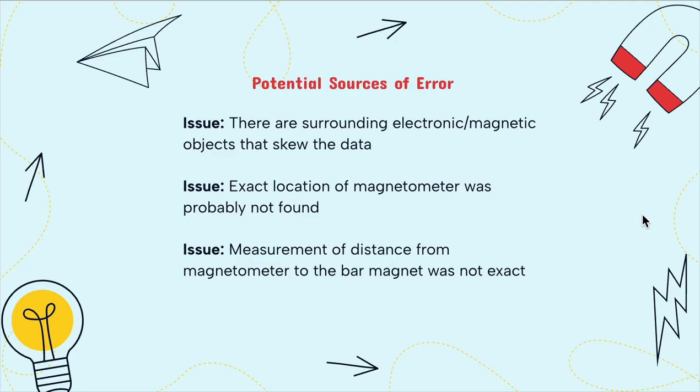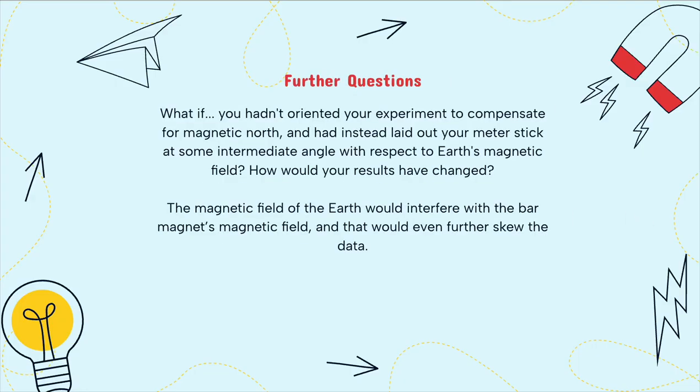Secondly, the exact location of the magnetometer was probably not found. It's very difficult using human calibration to find this. And thirdly, when we were measuring the distance from the magnetometer to the bar magnet in several of our experiments, this value is definitely not exact either because, once again, human error.